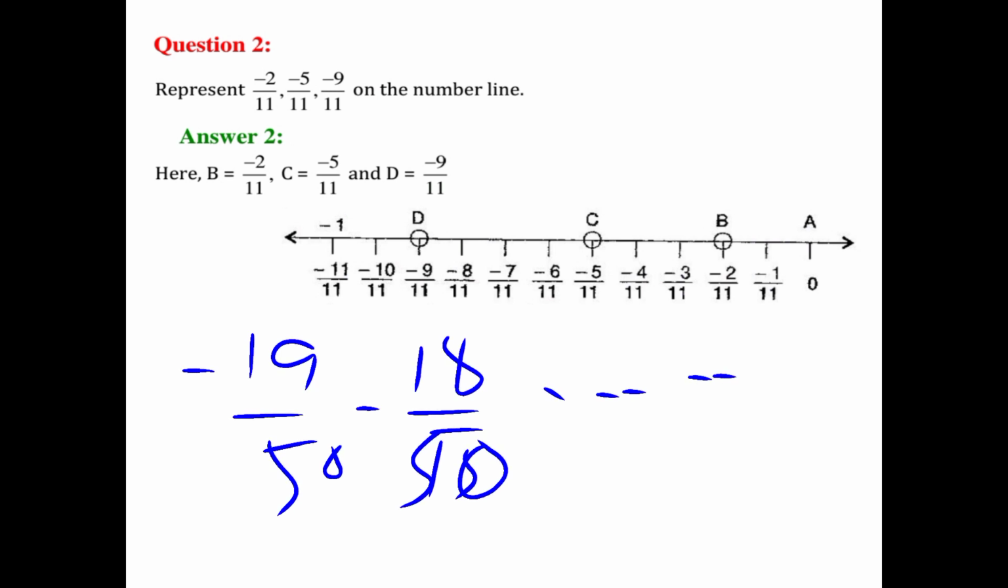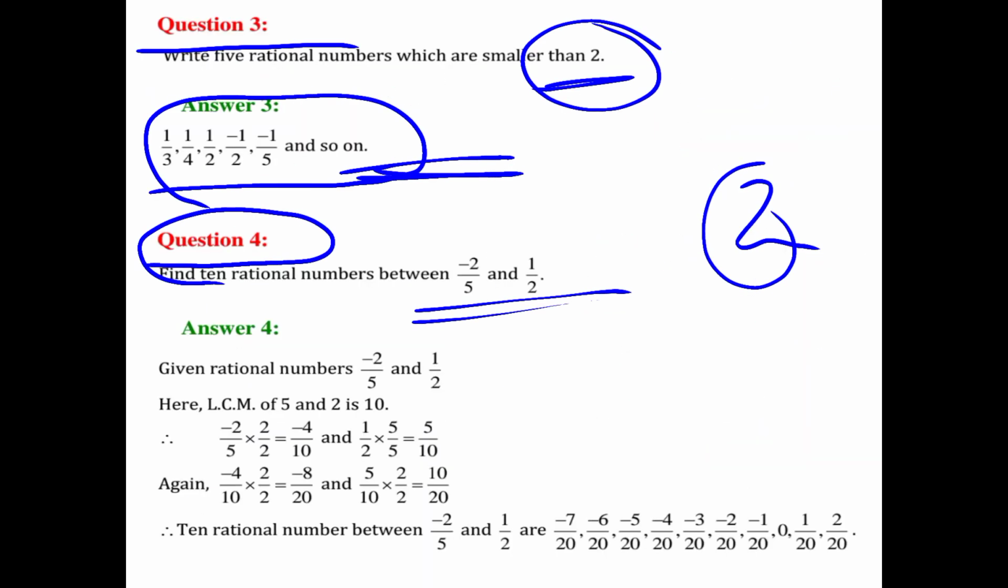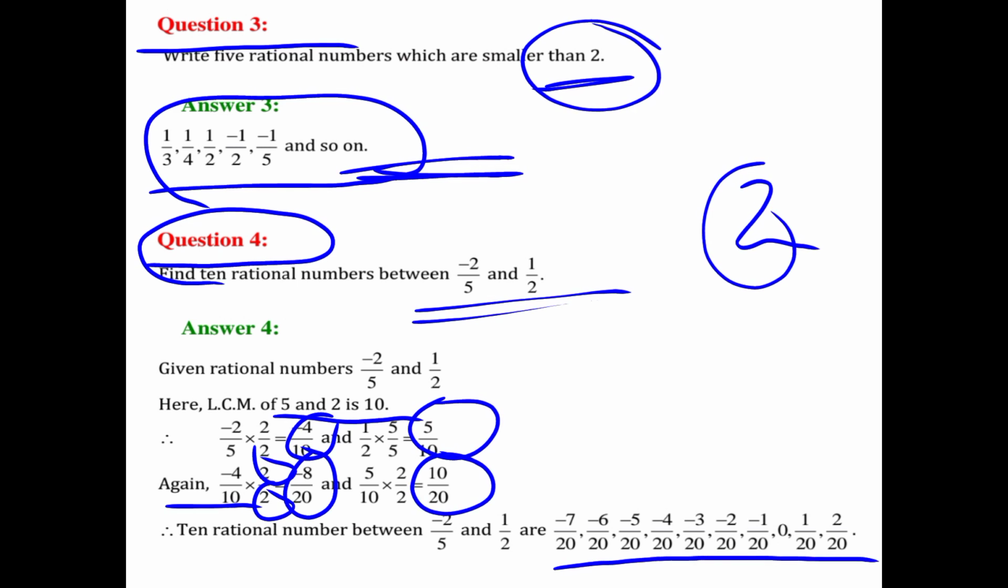See here, it is already solved. The LCM of 5 and 2 is 10. Now the numbers become minus 4 by 10 and 5 by 10. Then 2 has been multiplied in the numerator as well as the denominator of these rational numbers, so we get minus 8 by 20 and 10 divided by 20. Then these are the 10 rational numbers which we desire to find between these two rational numbers.